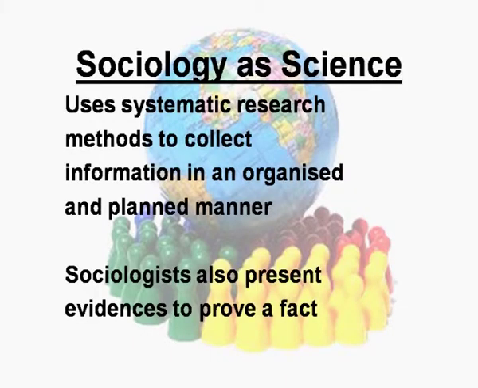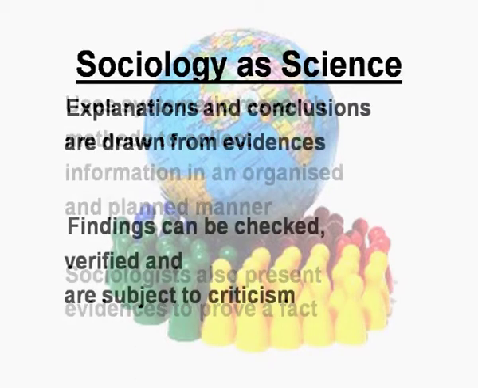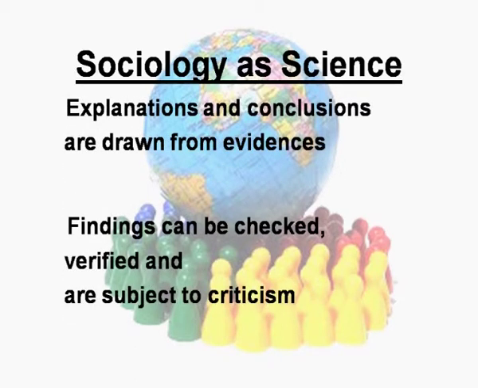But still, sociology could be considered as a science because of the following reasons. Sociology has developed systematic research methods to collect information in an organized and planned method. Sociologists also present evidences to prove a fact. Explanations and conclusions are drawn from evidences.